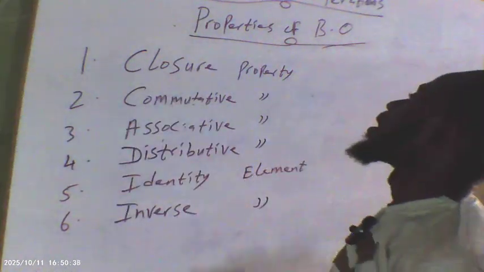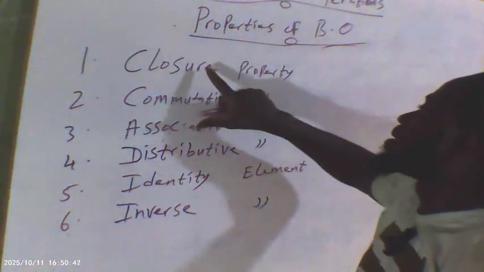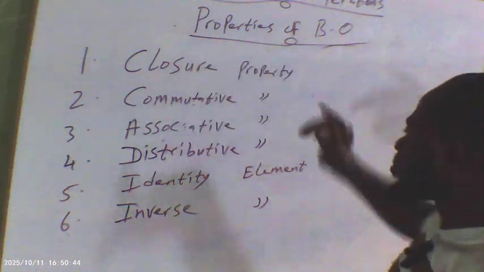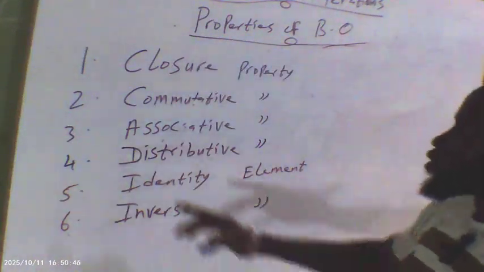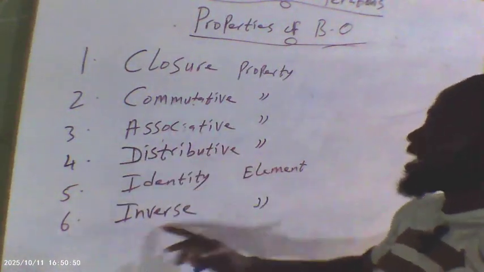Class, you are welcome. In our last class, we explained the first three properties of binary operations. But today, we want to talk about distributive property, identity elements, and inverse elements.